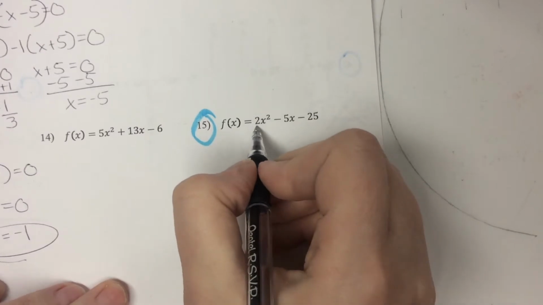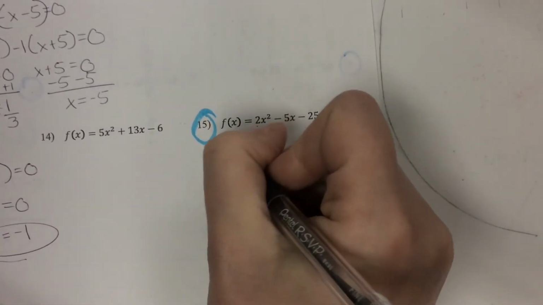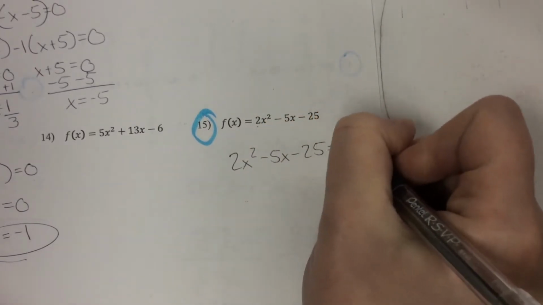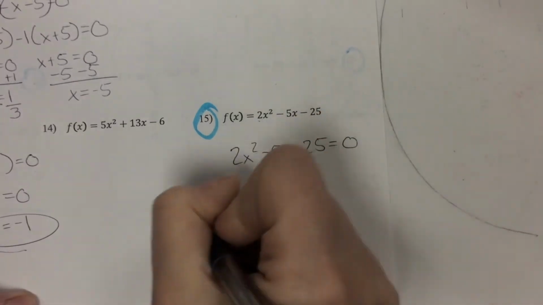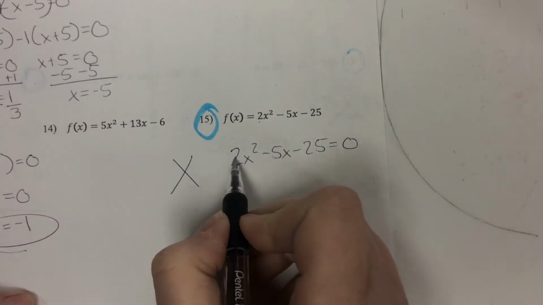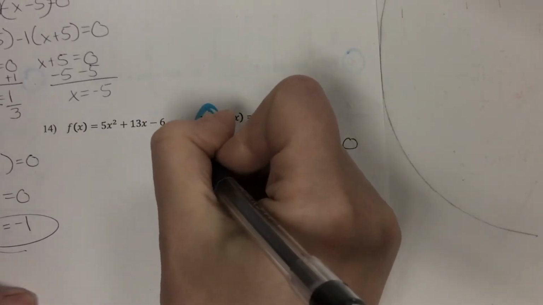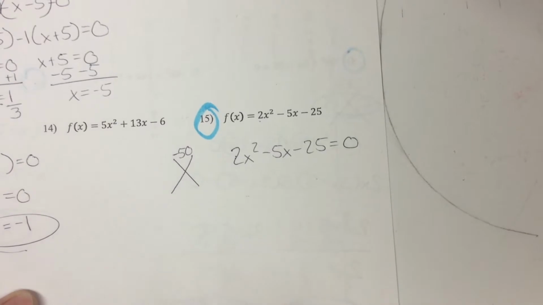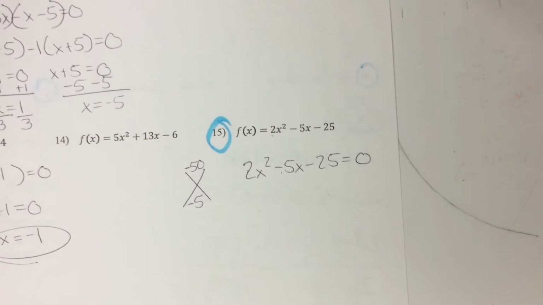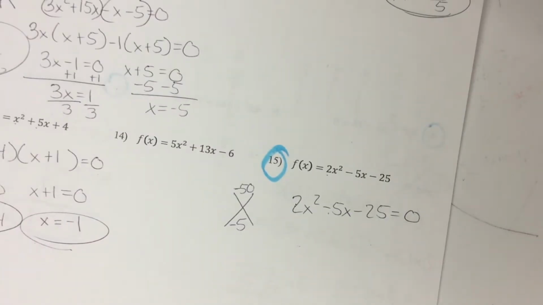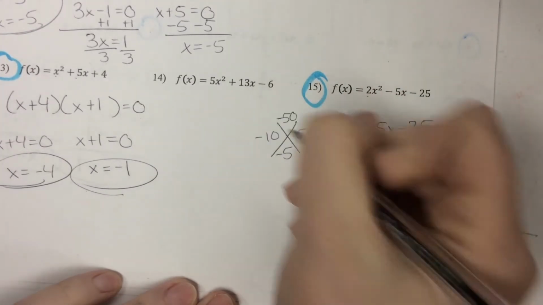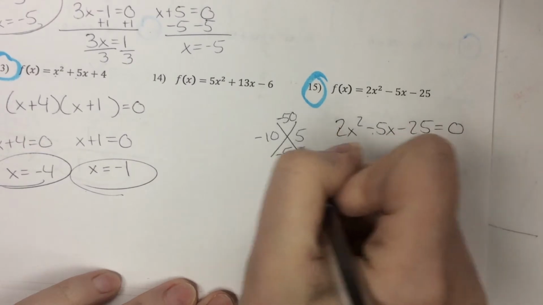Leading coefficient is 2. I have a 2, a 5, and a 25. No common factor, so I just need to jump right into diamond method. So, diamond. 5, I'm sorry, that's not a 5, that's a 2. 2 times negative 25 is negative 50. My brain works a little bit faster than my mouth. And we need it to add up to negative 5. So some multiples of negative 50 that add up to negative 5. How about 10 and 5? If I do negative 10 plus 5, I can get negative 5. So perfect.